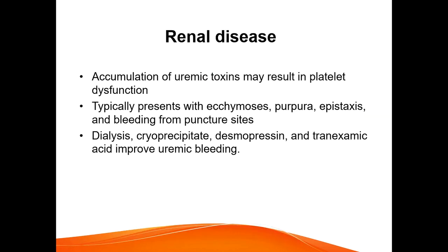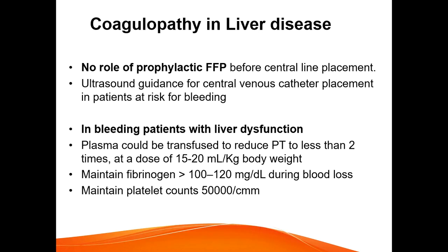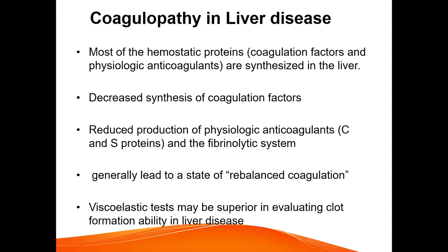Now liver. So many of our patients are admitted with liver disease, right? I think at least 20-30% of the population has CLD or has liver involvement. So what is the mechanism of coagulopathy in this patient? Most of the hemostatic proteins are synthesized in the liver. There is decreased synthesis of coagulation factors in patients with liver disease. Also there is reduced production of physiological anticoagulants like protein C and protein S. So they have a risk of bleeding as well as thrombosis. And here, viscoelastic tests like TEG, if possible, you should use that. That is shown to be more predictive of which blood product to give if they are bleeding.